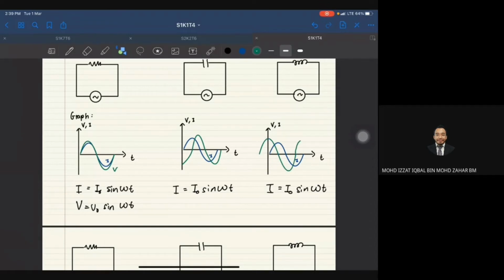And then, to make it. Okay lah ni. So, this is your VL. This is your VC. Okay, tapi kamu janganlah lukis terlebih tu supaya dah balik. Okay, understand or not so far?